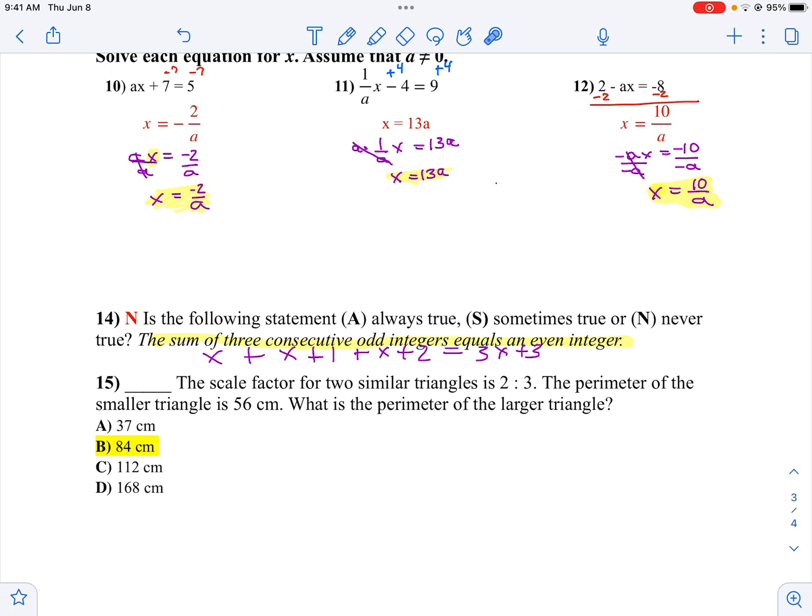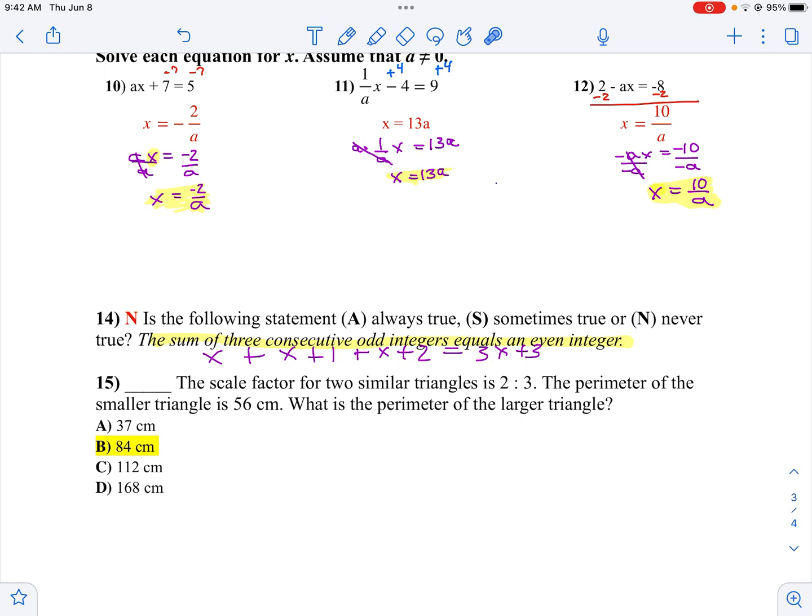And what happens if I do like 2? 3 times 2 is 6, that's even. 3 times 3 is 9. An odd plus an odd is an even. I'm always going to get an even. I'm not going to get an odd. So this is it will never be odd.